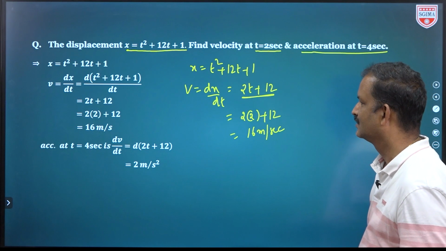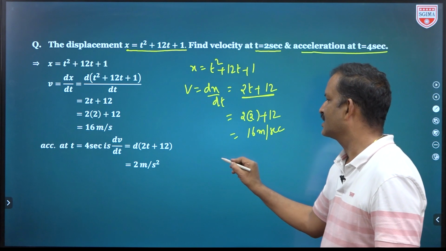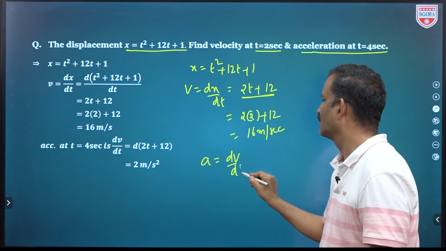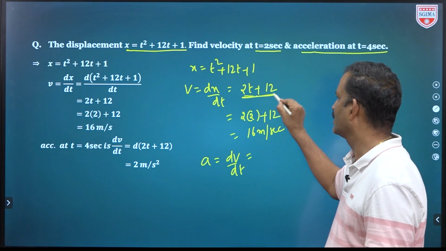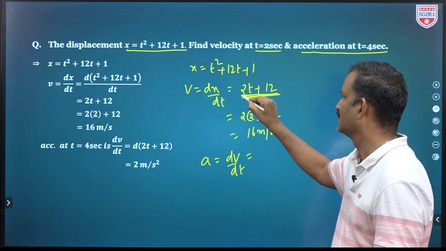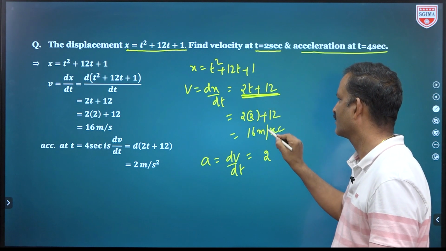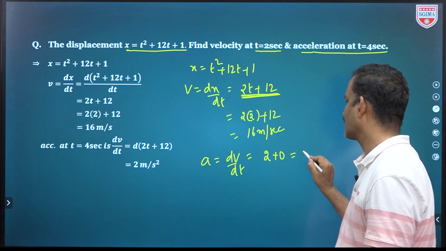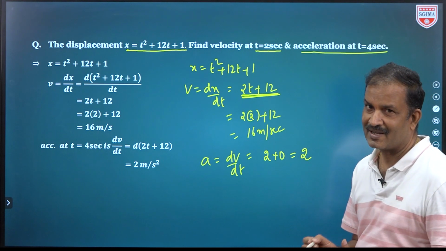Now, velocity differentiation gives acceleration. What is the velocity? 2t plus 12. For this one, differentiation of 2t is 2, differentiation of t is 1, and differentiation of 12 is 0. Acceleration is 2. 2 means it is independent of time.